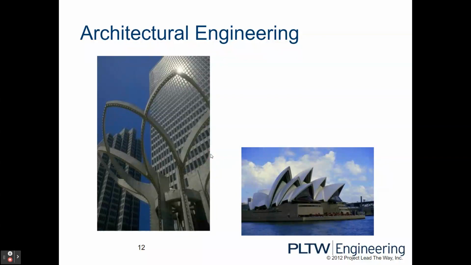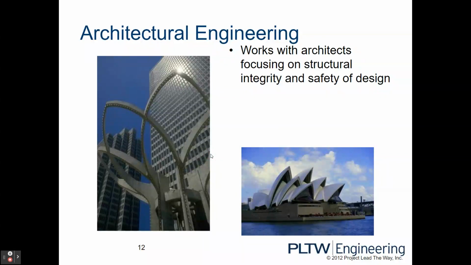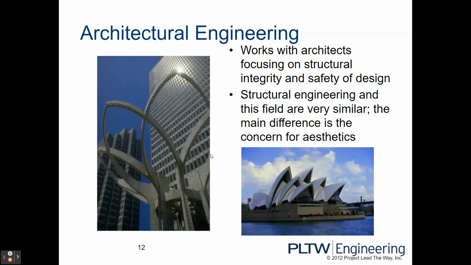Another category, architectural engineering, works with architects focusing on the structural integrity and safety of the design. Structural engineering and this field are very similar. However, their main difference is the concern for aesthetics. So architectural engineers kind of work on designing a building from a holistic approach and really creating something that's interesting and unique, whereas they would then hand that off to a structural engineer or even a civil engineer to figure out how can this actually be built and be safe.